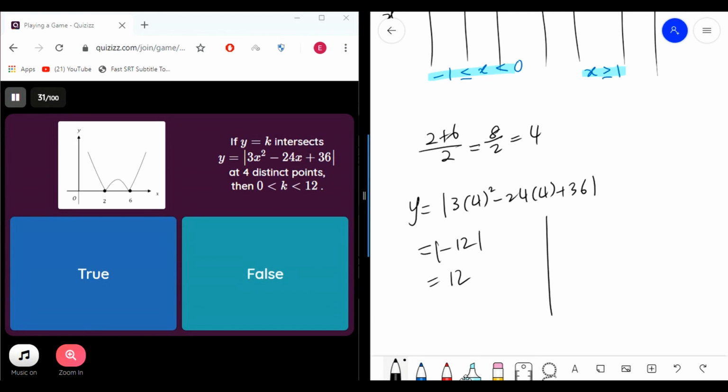So, for the curve, I draw it here. The coordinate of the vertex here will be 4, 12. Then you look at the question. y equals k means it is a horizontal line. Intersecting at 4 distinct points means the line should be here or here or here, as long as it cuts at 1, 2, 3, 4 points. Doesn't matter where. So, the range of k should be in between 0 and the 12 here.